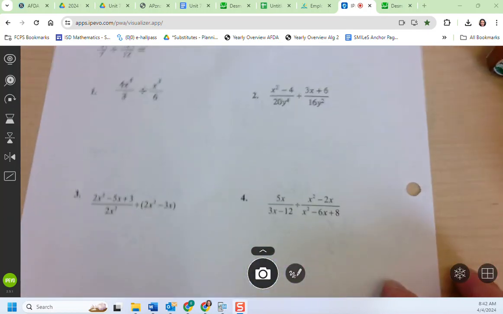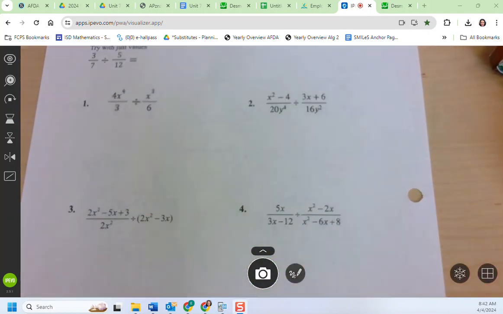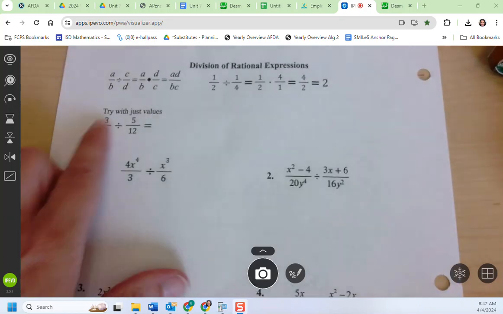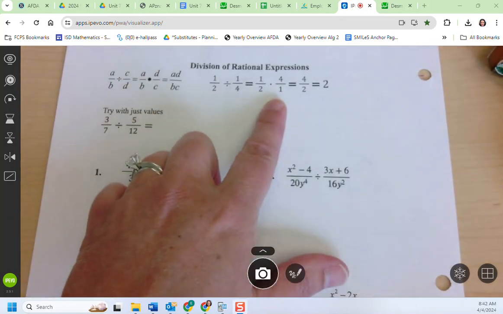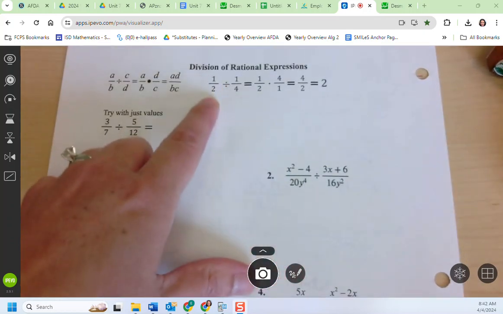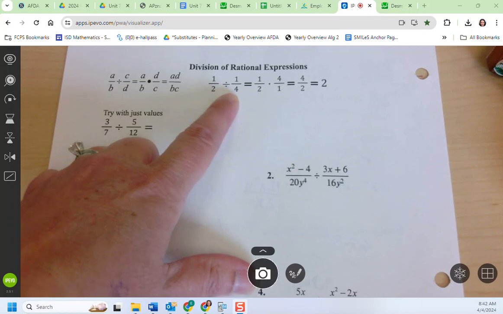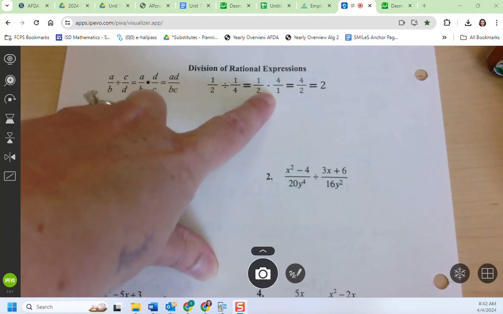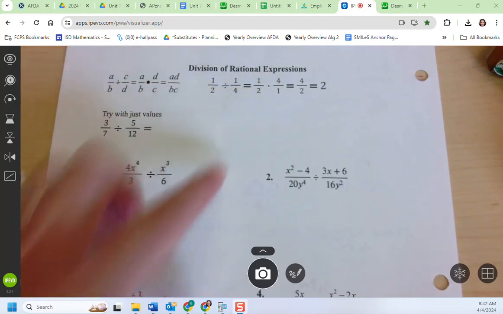All right, we are dividing. Dividing just adds one extra step. It's not a big deal. Here's dividing with letters. Here's dividing with numbers. Sometimes the numbers are easier to look at. So if I want to do 1/2 and I want to divide it into fourths, then it can become 1/2 times 4 over 1, which is the reciprocal.